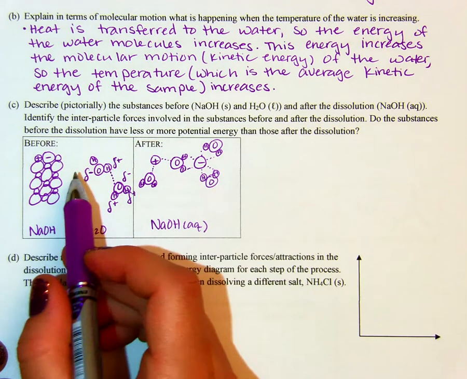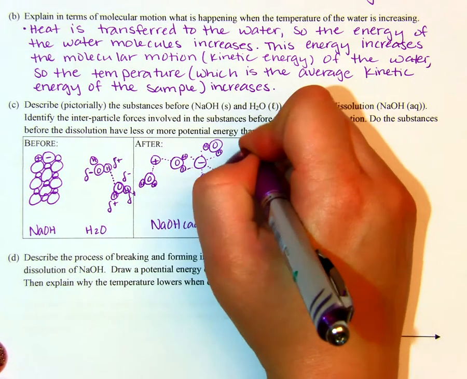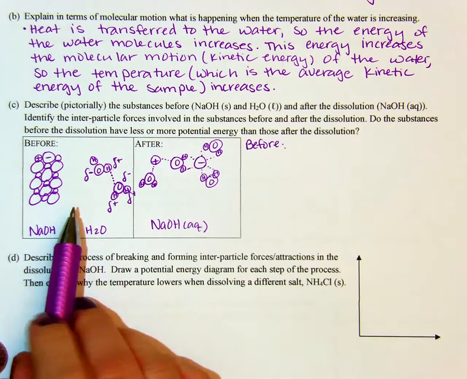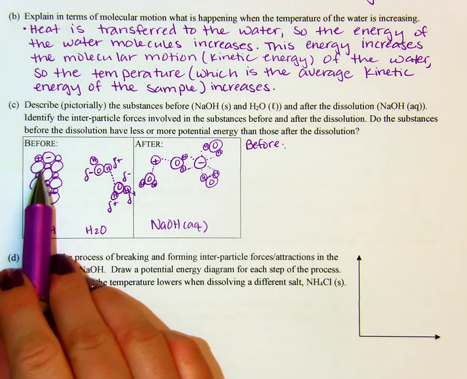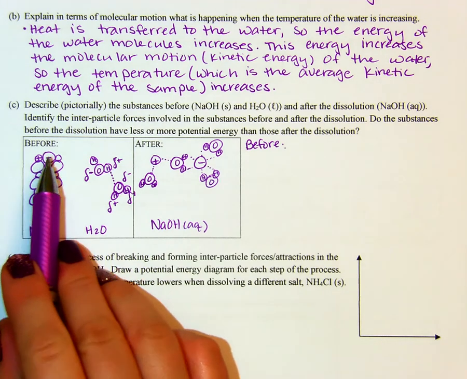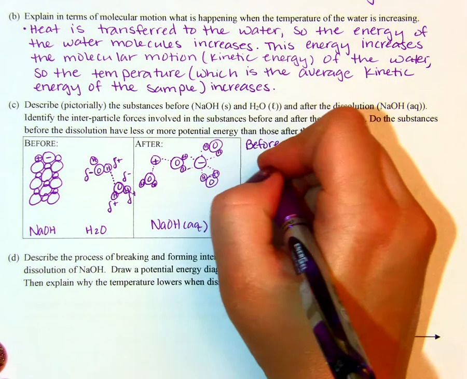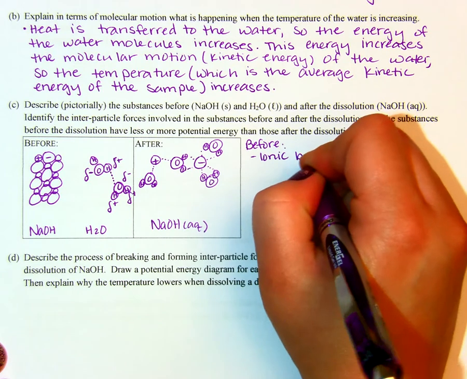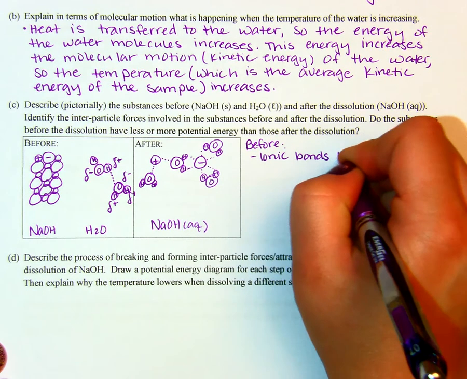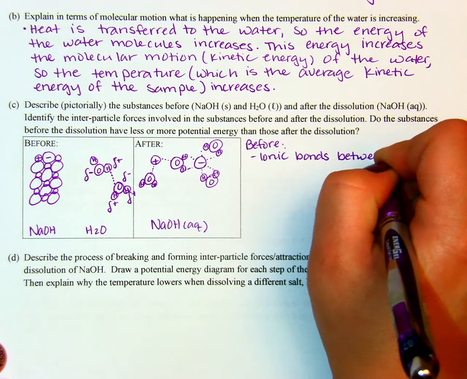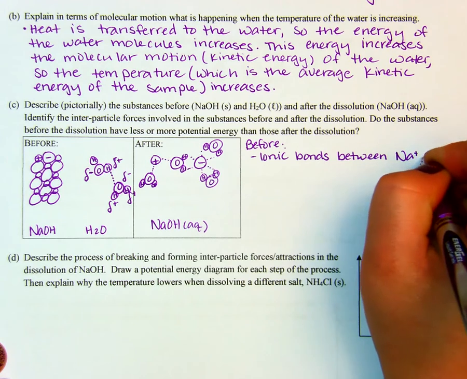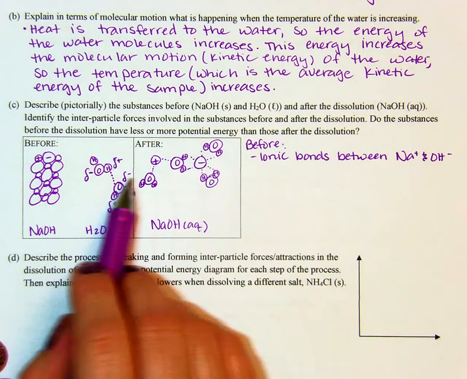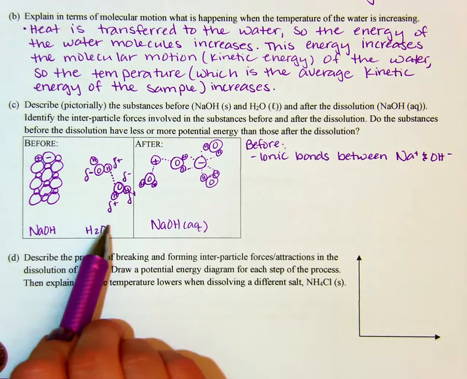So let's describe what's happening in words before and after. So before our dissolution, we have ionic bonds between the sodium ions and the hydroxide anions of the NaOH. So before there exist ionic bonds between Na+ and our hydroxide. There is also hydrogen bonding that is present between the water molecules.